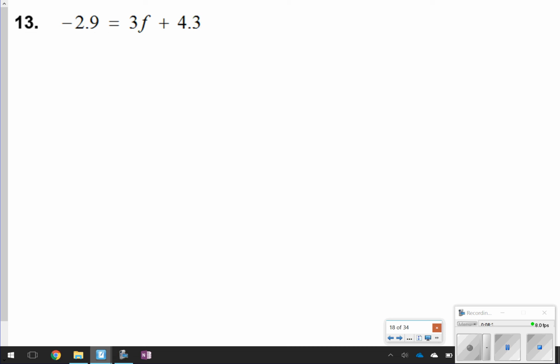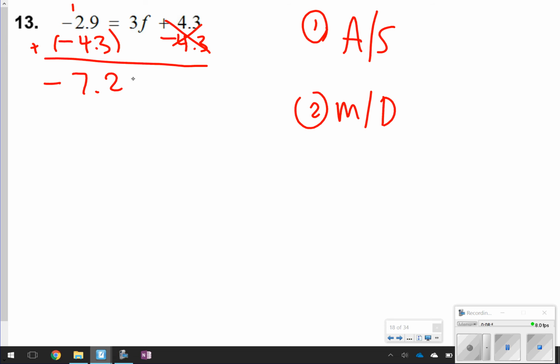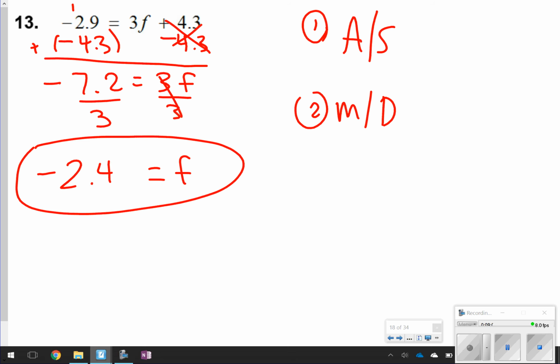Again here, so here are your two-step equations. Remember, we have to add or subtract and then multiply or divide. So I'm going to subtract the 4.3, which again, subtracting 4.3 from negative 2.9 is like adding them, because same sign, add and keep. 9 plus 3 is 12, 4 plus 2 is 6, plus 1 more is 7. So negative 7.2 is equal to 3f. And then I'm going to divide both sides by 3. F is going to be equal to negative 2.4.